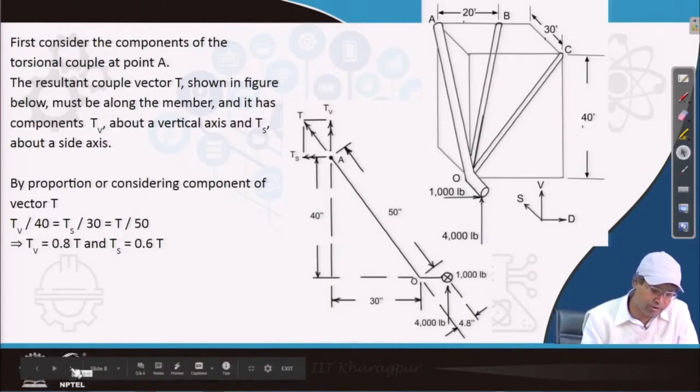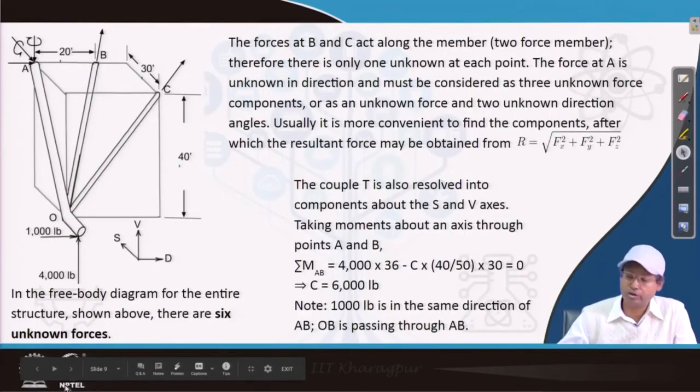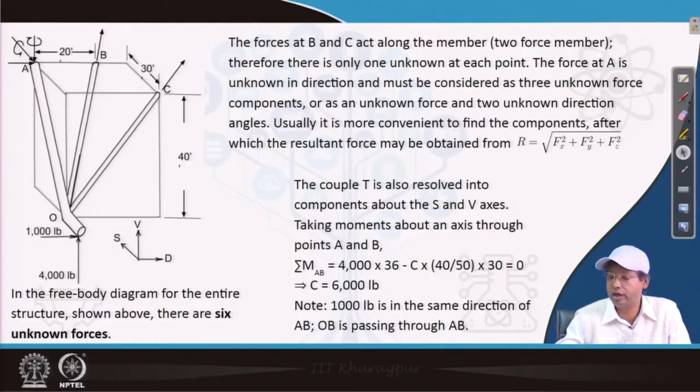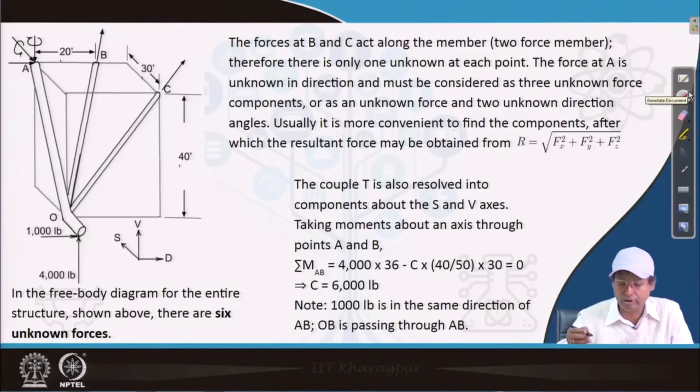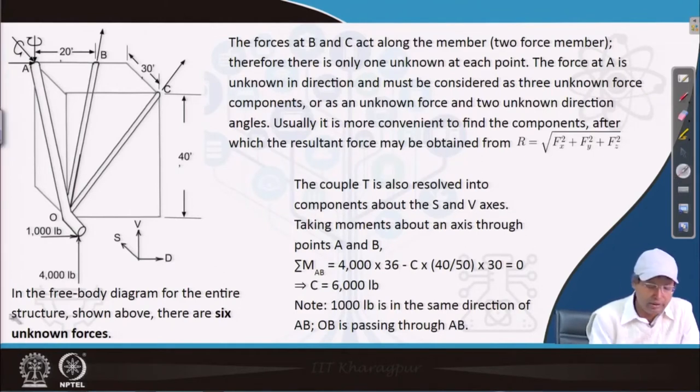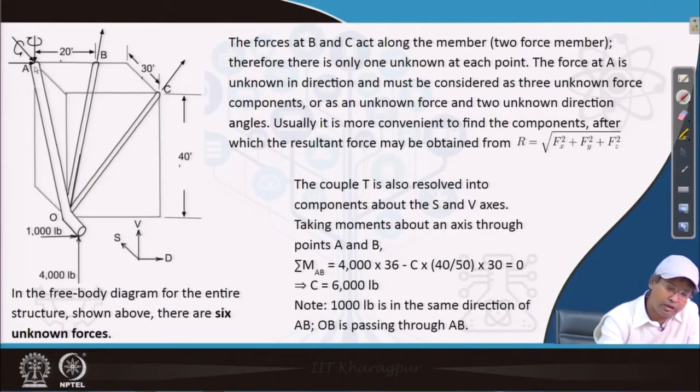So, here we have a relation between components of torsion. Those components are shown in this figure. Here all the unknowns are also shown. As I mentioned, there are three forces acting on A, and we need to find out those forces. Let us see slowly how we get them. As I mentioned previously, in the free body diagram for the entire structure shown above, there are six unknown forces. The torsion is the unknown, and these, say AD, AV, AS, three, and these, are the six unknowns.